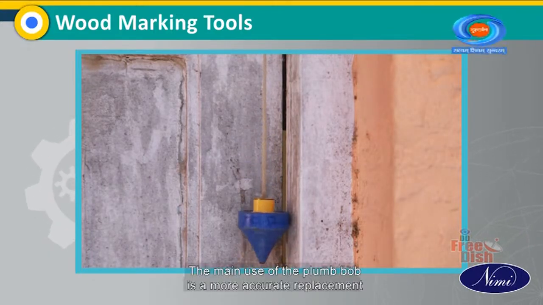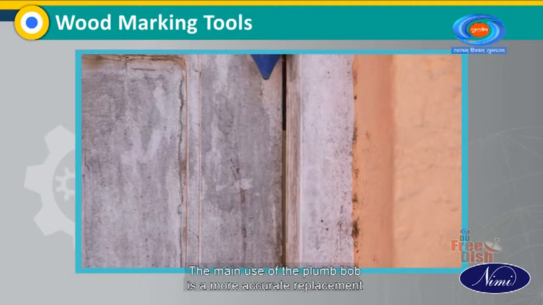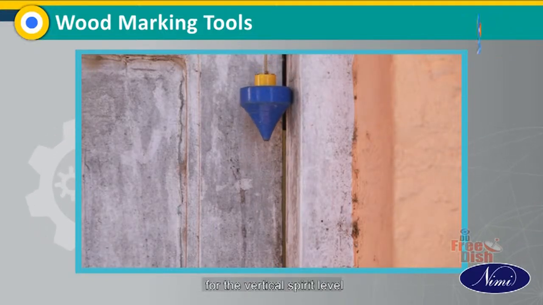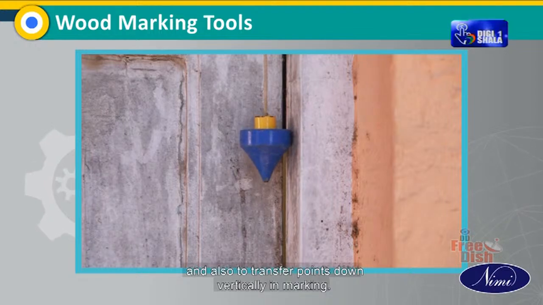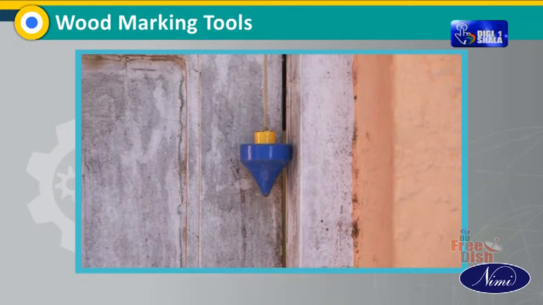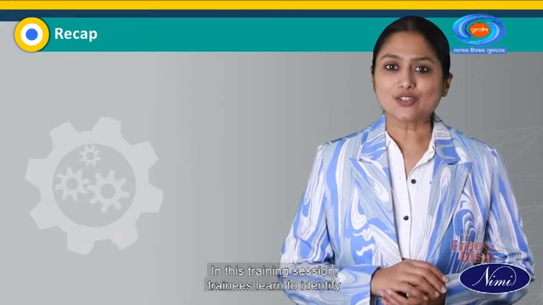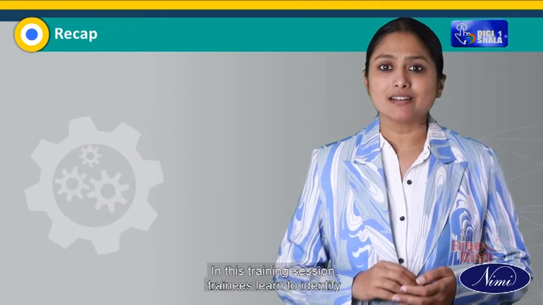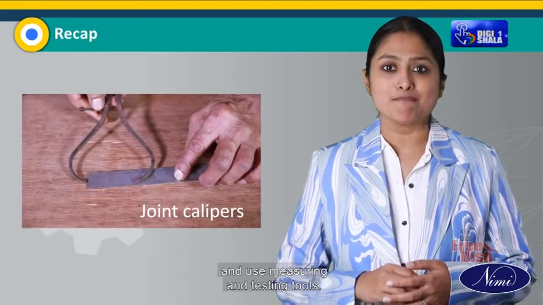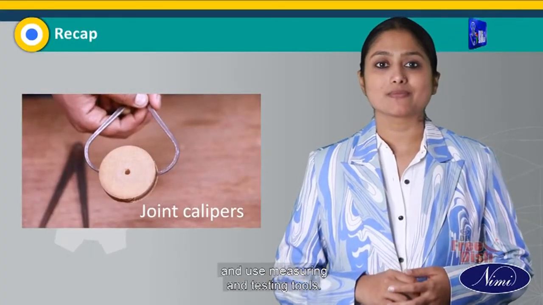The main use of the plumb bob is as a more accurate replacement for the vertical spirit level and also to transfer points down vertically in marking. Recap. In this training session, trainees learn to identify and use measuring and testing tools.